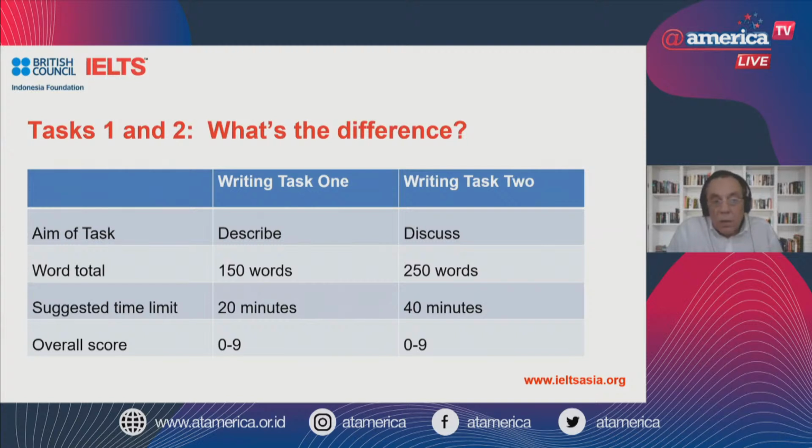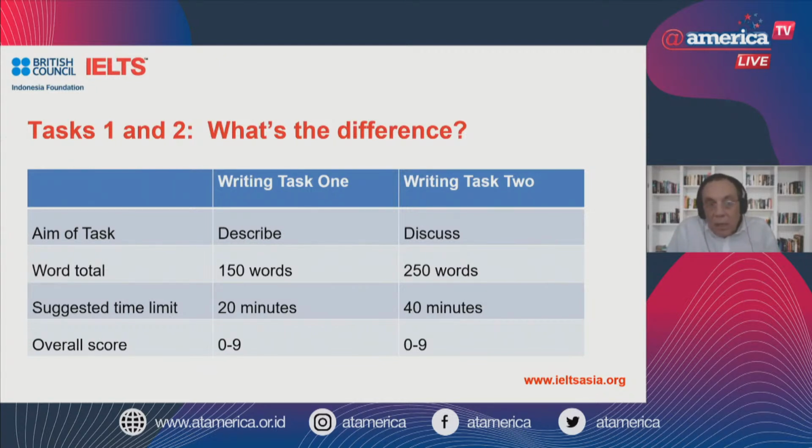Okay, the word totals are different. For Task 1, they're asking you to aim for 150 words, and Task 2 is 250 words. That's what you're aiming for. And we recommend a time limit. Take about 20 minutes for Task 1 and about 40 minutes for Task 2, and that fills up the hour.